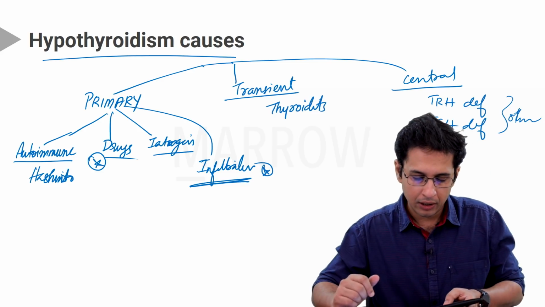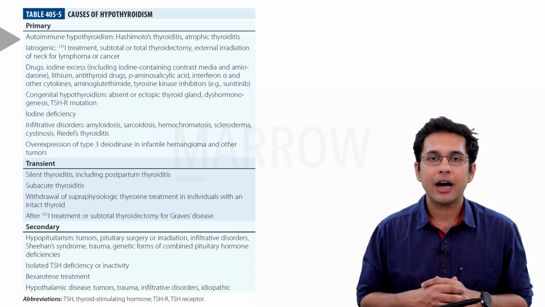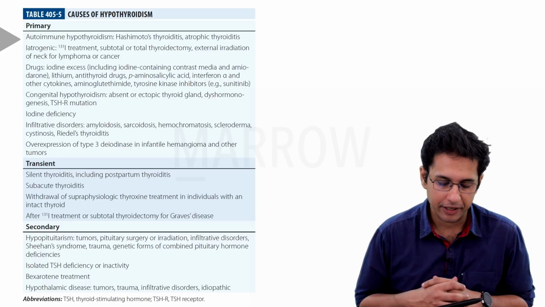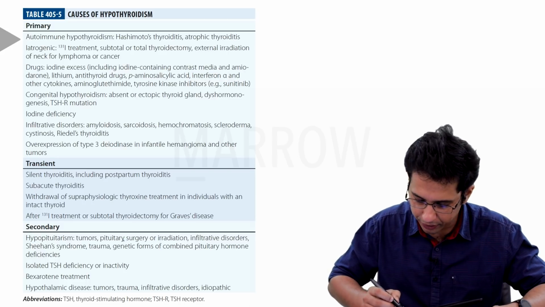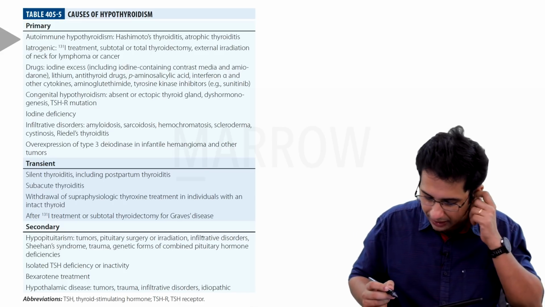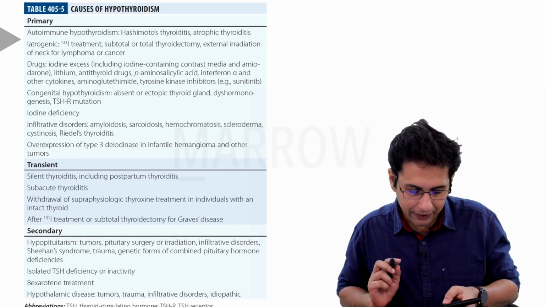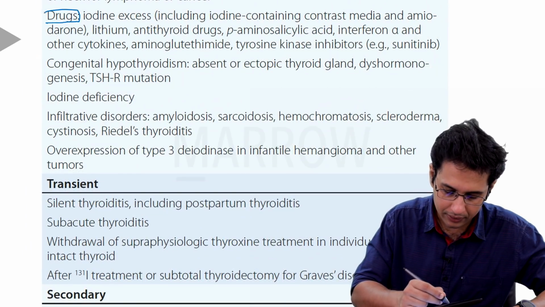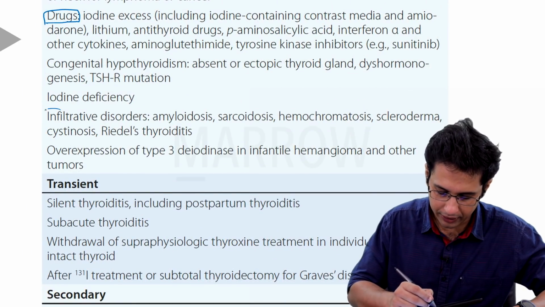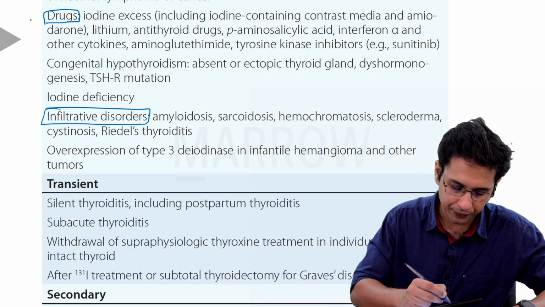Okay. This is the table from Harrison. Spend some time here. So primary, transient, secondary. Secondary: tumor, pituitary surgery, irradiation, infiltration, everything. What you need to specifically discover and discuss is these two: in primary, drugs, and in primary, infiltrative disorder. I told you, I'll discuss later.